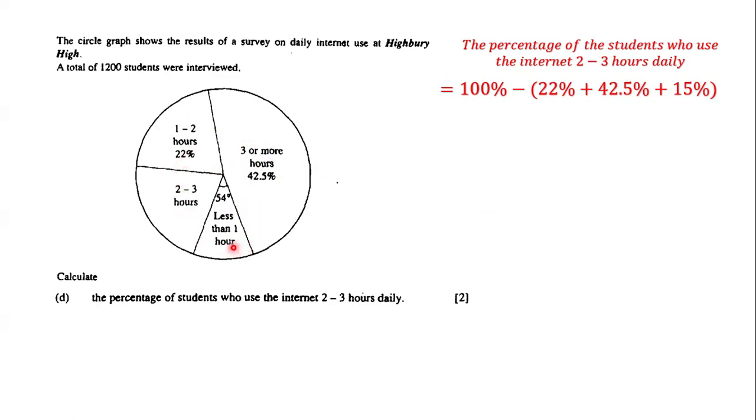And so what we do is we take this sum, 22, 42.5, 15%, and we subtract it from 100%. And so when we do that, this is going to be 100% minus 49.5. I'm sorry, 100% minus 79.5. When we subtract, we get 20.5. So that means that the percentage of students who use the internet 2 to 3 hours daily is 20.5%.